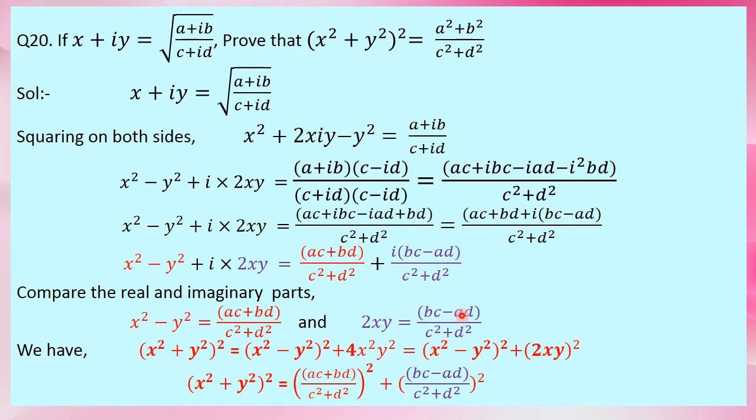Now, we use the identity x square plus y square the whole square is equal to x square minus y square the whole square plus 4x square y square. This is of the form a plus b the whole square is equal to a minus b the whole square plus 4ab. So, x square minus y square the whole square plus 4x square y square can be written as 2xy the whole square, and we substitute the values. x square minus y square is ac plus bd upon c square plus d square the whole square, and 2xy is bc minus ad upon c square plus d square and whole square.